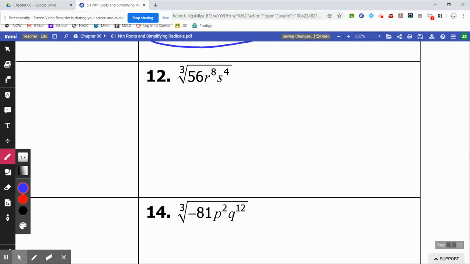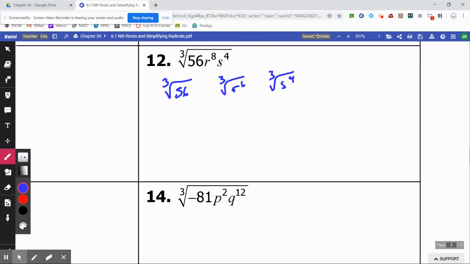Number 12, again, split it three ways. The cube root of 56, the cube root of r to the eighth, and the cube root of s to the fourth. We're looking for multiples of 3 on our exponents. However, on the 56, I know the cube root of 8, I know the cube root of 27, and so on. So I'm going to do it as an 8 times a 7, cube roots.